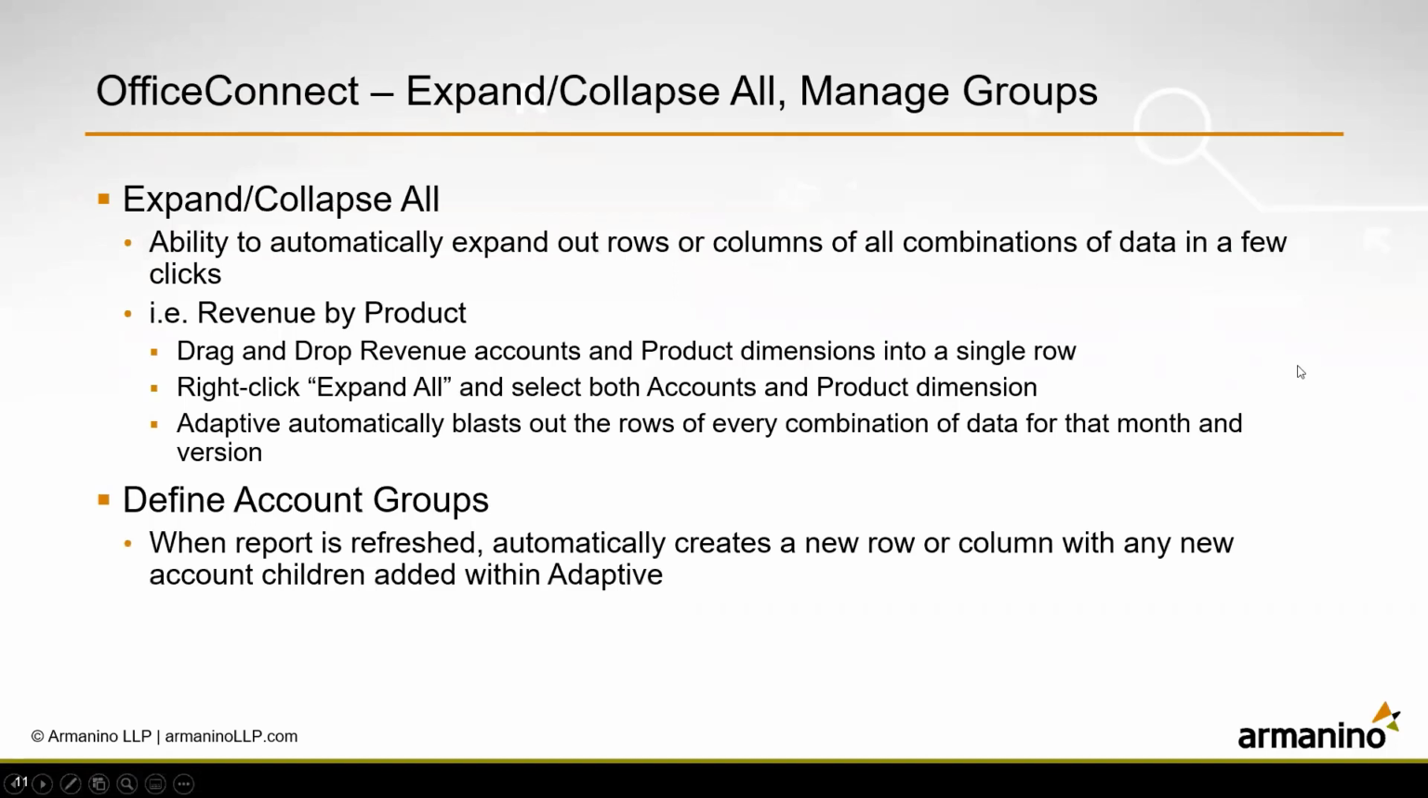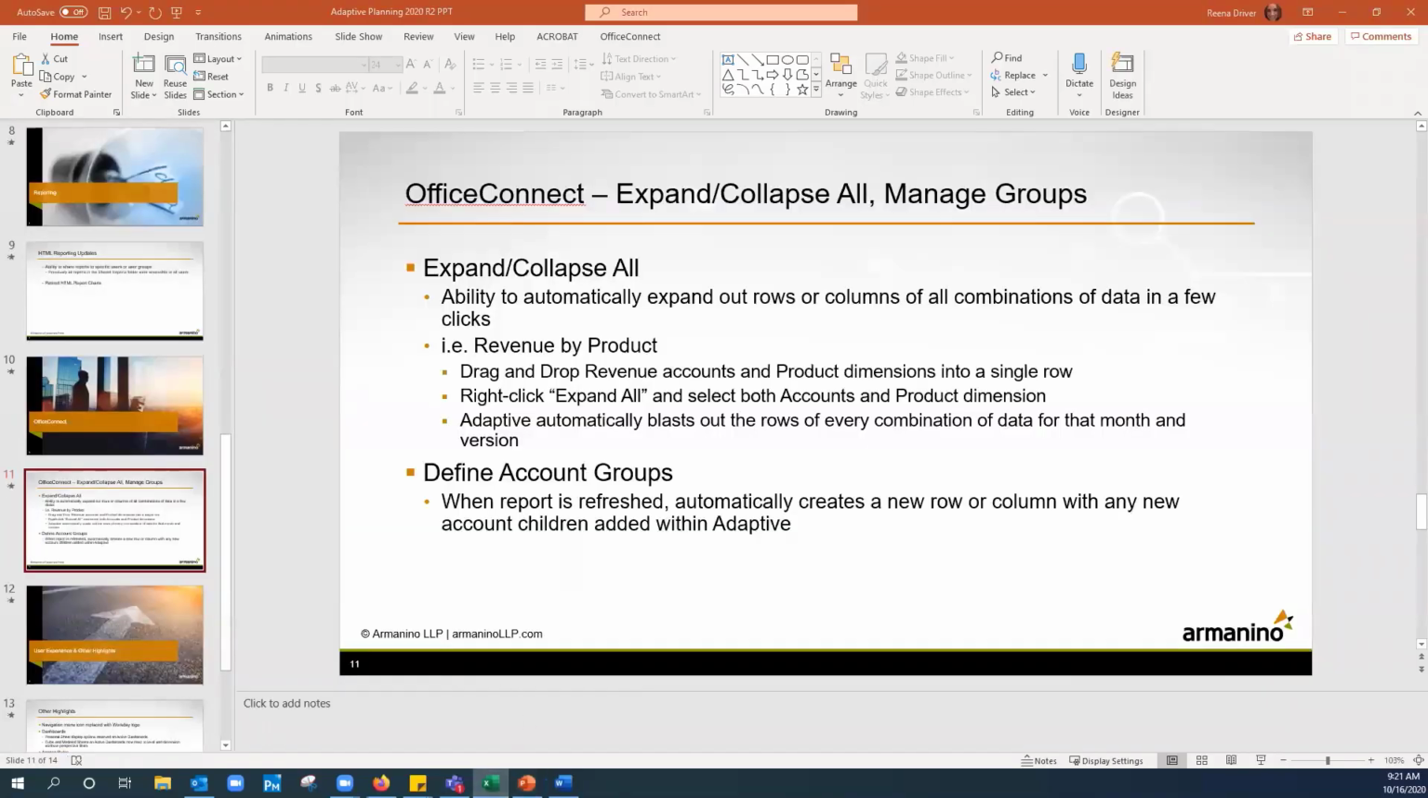And speaking of Office Connect, this is another really big release. You now have the ability to drag and drop account and dimension or level combinations, and then right click and expand all. Expand all will automatically create that tabular combination of every account child within that account group and every, say, level or product dimension value in whatever you dropped in. So Adaptive automatically blasts out the rows of every combination of data that exists there. And I can actually show this in my Excel here.